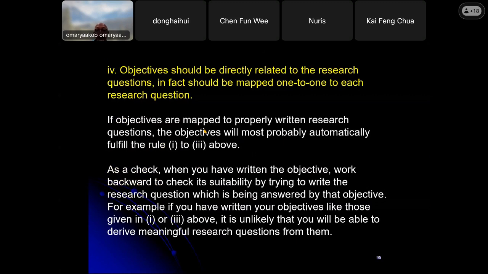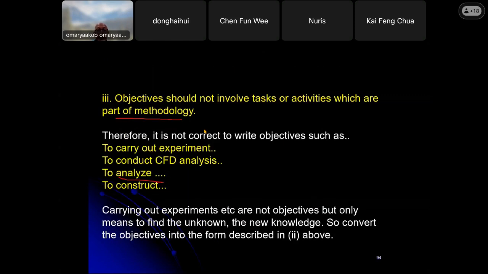As a check, when you have written the objective, work backward to check its suitability by trying to write the research question which is being answered by the objective. For example, if you have written your objective like those given in 1 to 3 above, it is unlikely that you'll be able to derive a meaningful research question from them. Okay, like this one, for example. To carry out experiment, can you think of what is the research question this objective is trying to answer?